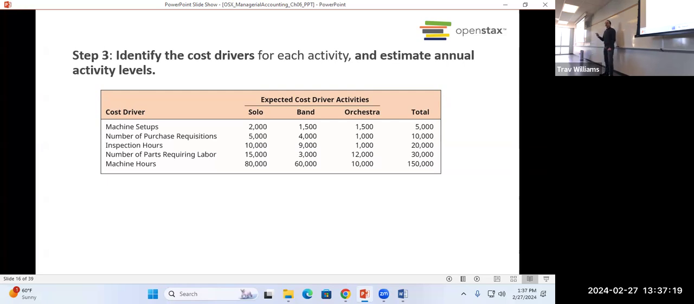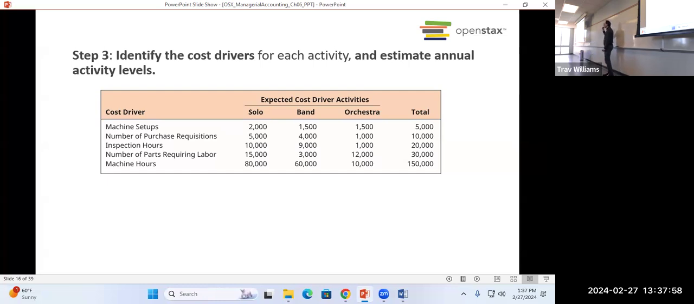And then we have to estimate how much of that activity. So here we're saying for machine setups, we're going to have to do that 2,000 times for the solo product, 1,500 for the band, 1,500 for the orchestra, and that gives us a total number of setups. So just like we just did with the blankets, remember, we had to figure out the total number of, I think it was machine hours for the blankets. Here we have to figure out the total number of machine setups for the recorders, total number of purchase requisitions, et cetera, et cetera.